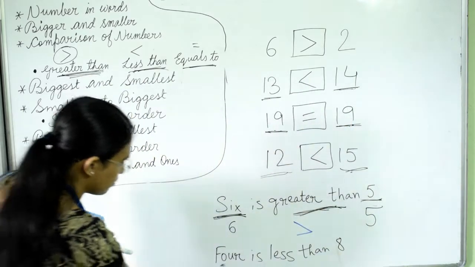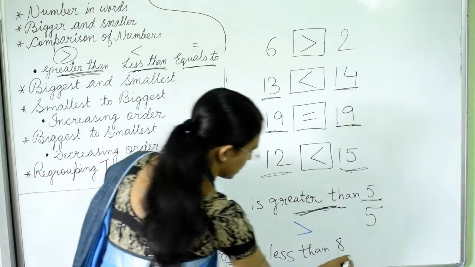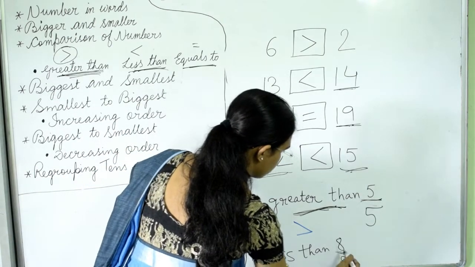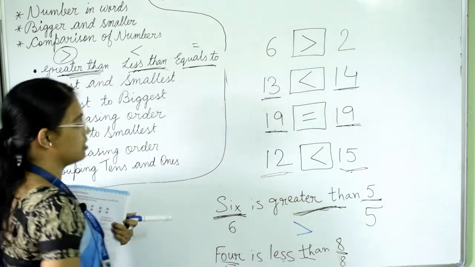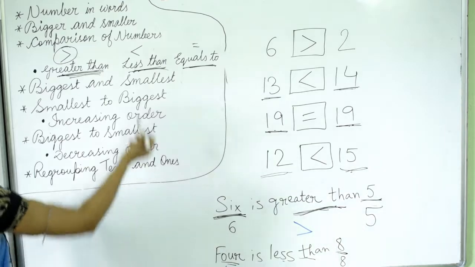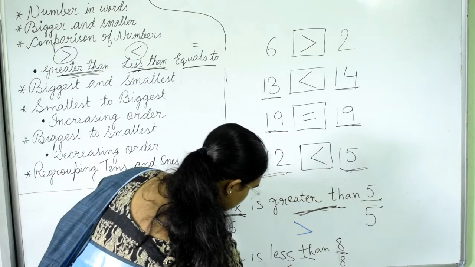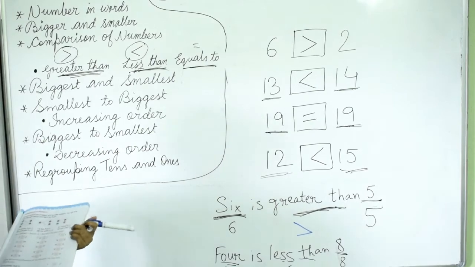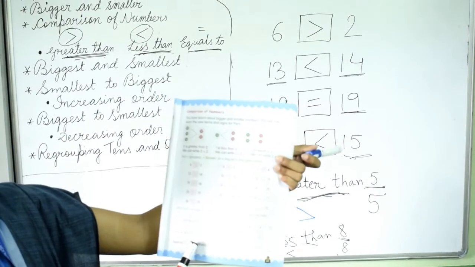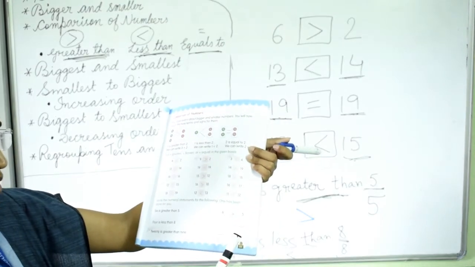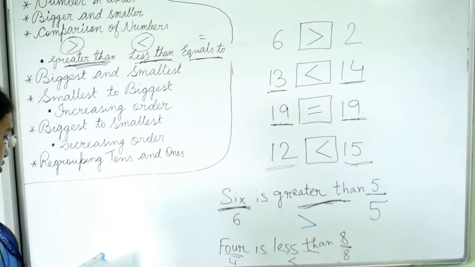Okay, so the first number is 4, so we have written 4. Then the second number is 8 and we have written 8. Now which sign do we have to use here? Less than sign. Now which one is the less than sign? This one. So we have to put this sign. In this way you have to do this part. The last one is your homework. Now turn the page, come to the next page.